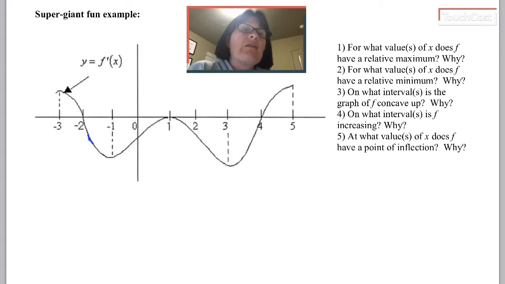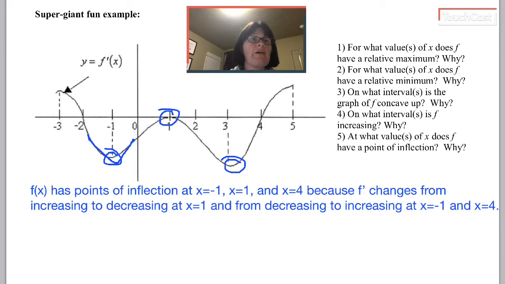So I notice here, from decreasing to increasing, the derivative of this graph, f double prime, is going to change from negative to positive. So here, here, here. So I'll write this up. There you go. f of x has points of inflection at x equals -1, x equals 1, and x equals 4, because f prime changes from increasing to decreasing at x equals 1, and from decreasing to increasing at x equals -1 and x equals 4.